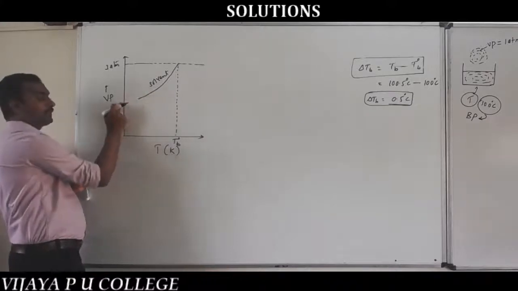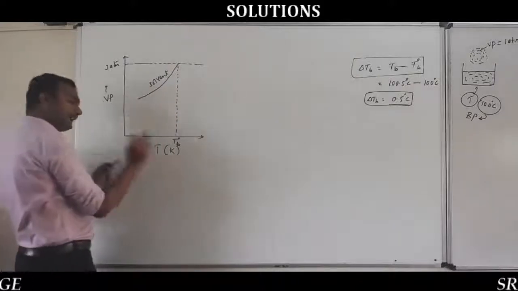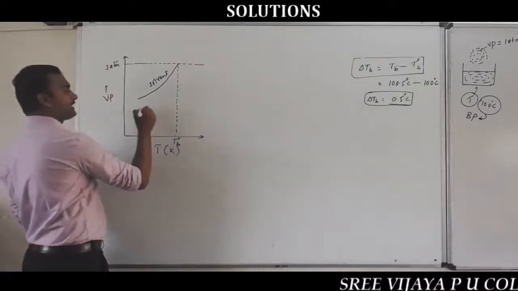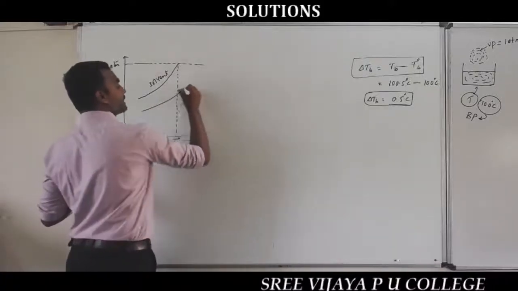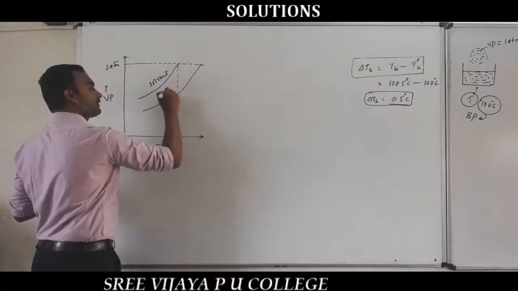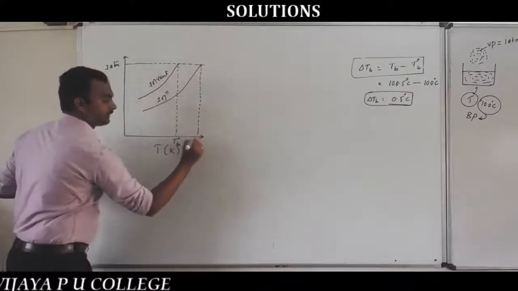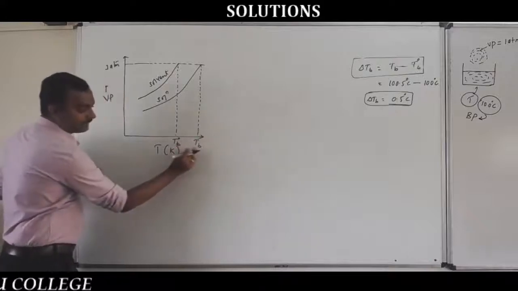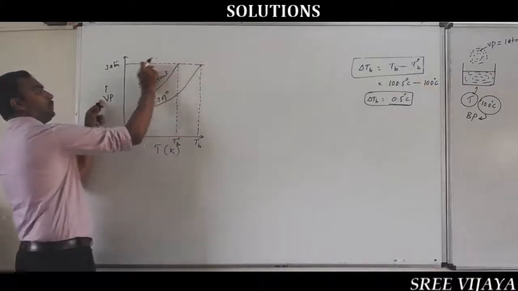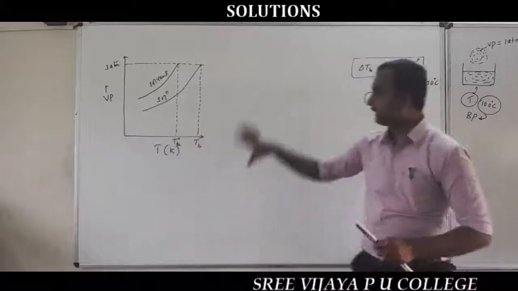Since the solvent's vapor pressure is here, the solution's vapor pressure must be drawn lower than that. Again, for the solution, I heat up to a particular temperature. As the temperature increases, the vapor pressure keeps increasing. At a particular temperature, this is for the solution, and that temperature is called T_B. At this temperature, the vapor pressure of the solution is equal to 1 atmospheric pressure, and this is called the boiling point of the solution. I think it's clear.